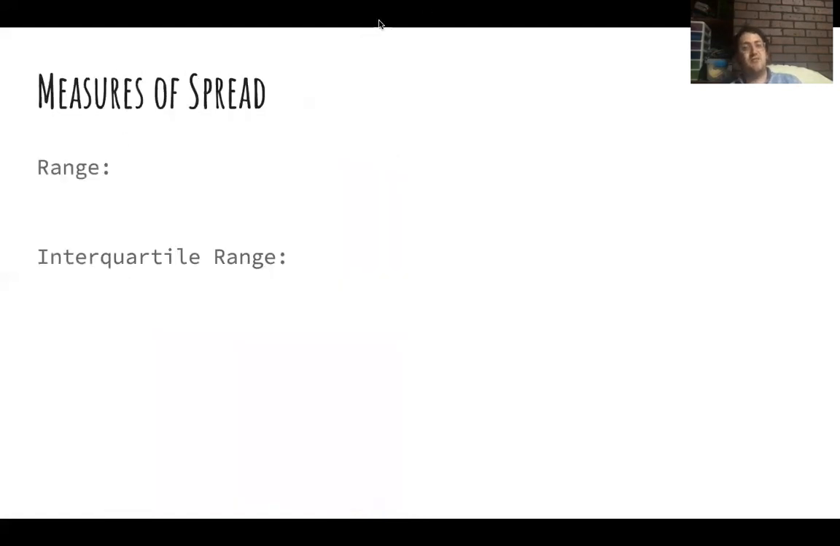All right, so real simple here. The first type of spread that you talked about is range. So this is simply the highest value minus your lowest value. And then we have what's called an interquartile range. So an interquartile range is simply known as Q3 minus Q1.